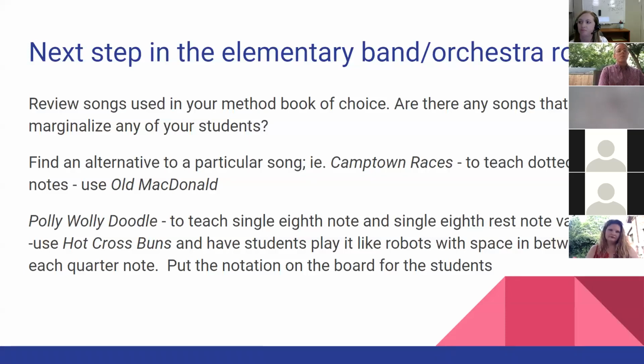So in our method books, I use Accent on Achievement for band and Essential Elements for orchestra. It's really looking at those songs. And I know, being in 4 different schools next year, time is tight. We just typically say, okay, next song, next song, next song. But it's being cognitively aware of what is in our literature choices.